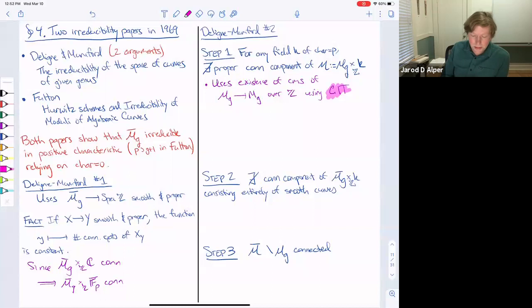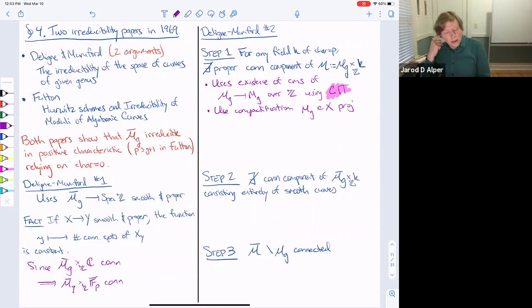And the point was, the MG, it uses a compactification. So Mumford also showed that MG was quasi-projective, so you can just take a projective compactification here. The projectivity is not important though. They could have also applied Nagata compactification to get something proper, which was a result that had also been proven that decade. Anyway, but now they use the characteristic zero result. Now X is projective over Z.